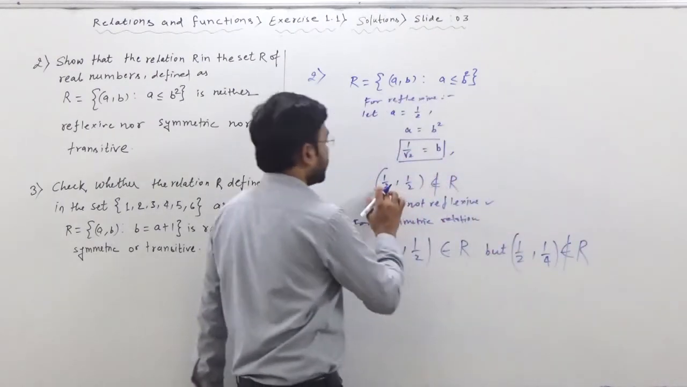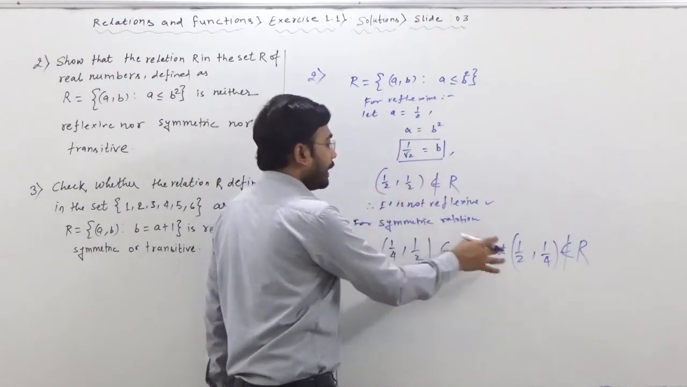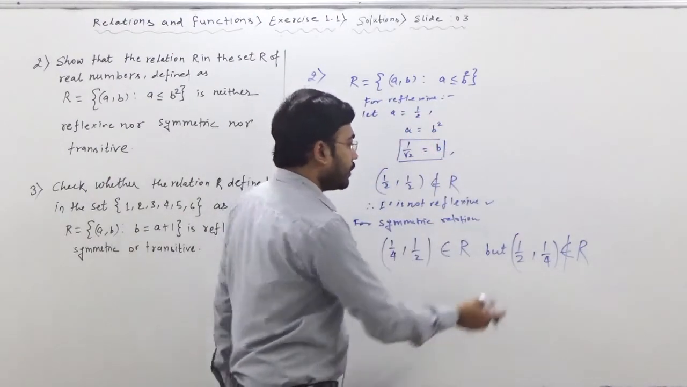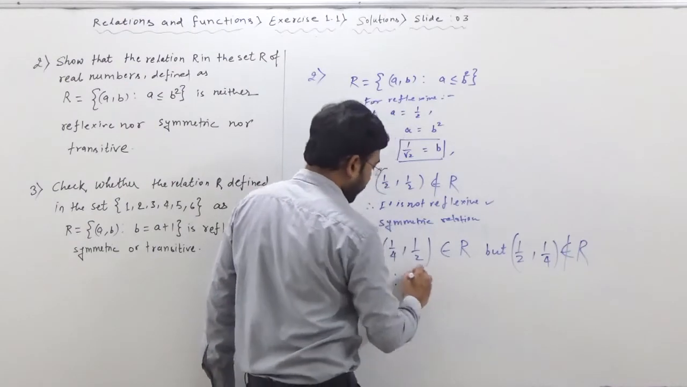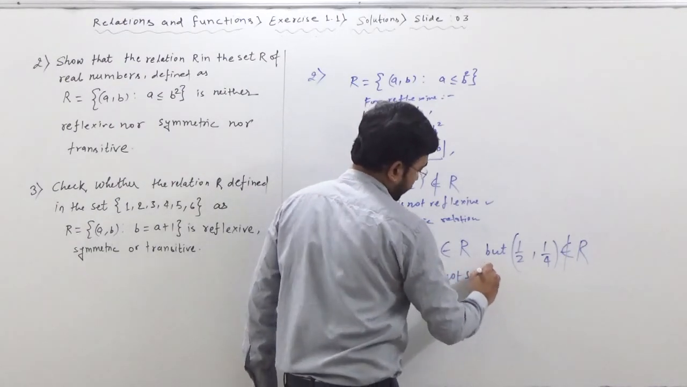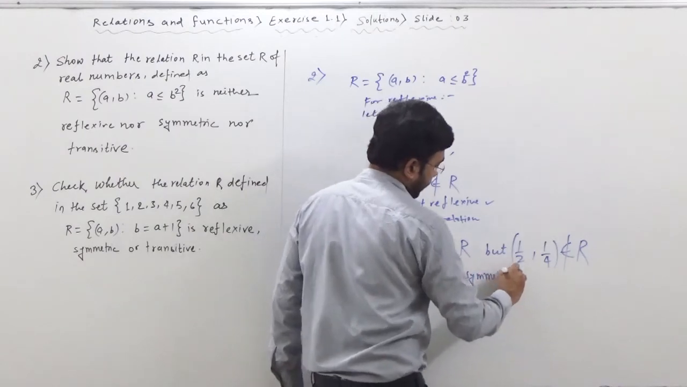No, because once we will keep 1 comma 2, we will get 1 by root 2, yes or no? We have seen this one. So this is not possible, so this is not going to be, therefore it is not symmetric relation.